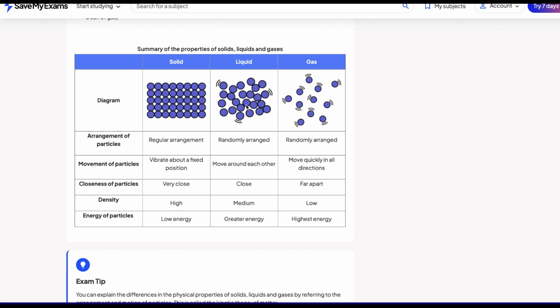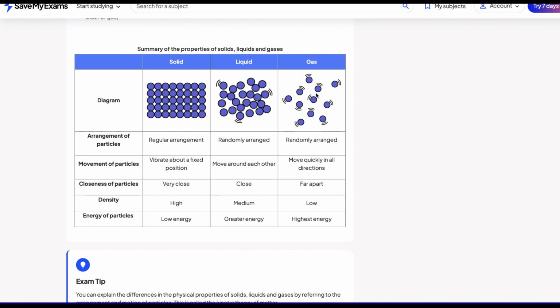Then the energy of the particle is greater. That's why they're able to move, unlike solid, which has very weak or low energy. Energy here is greater than that of solid. So the energy, I'm talking about the energy of the particle. So the particles are able to slightly move.